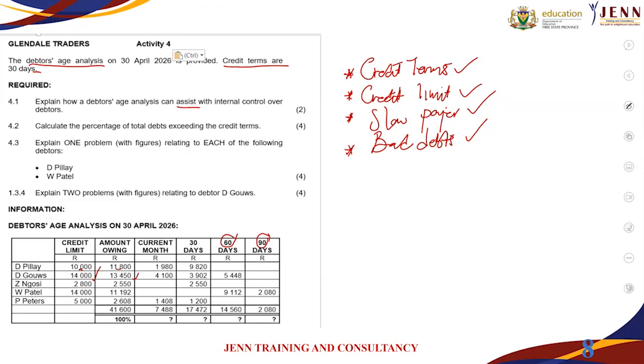So those are the main 4 points on how the debtors age analysis can be of assistance. Any questions on the first question? Any questions?